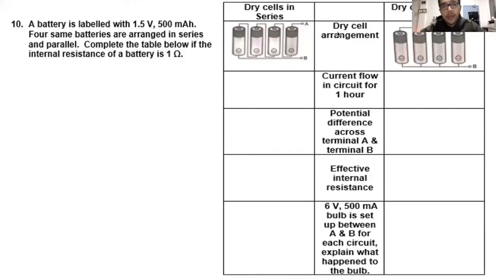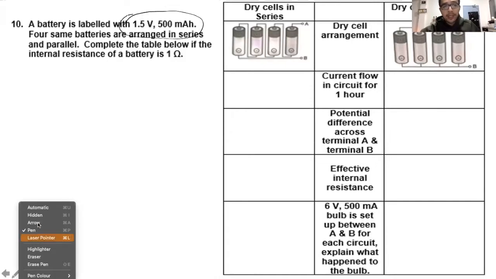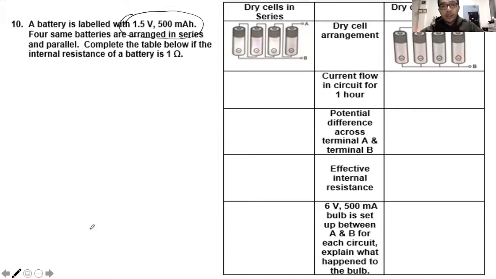Hi everyone. I want to first explain what this means, 1.5 volts and 500 mAh. Basically, it means that the battery provided has a potential difference of 1.5 volts, and it is able to produce a current of 500 milliamps for every hour. That means in 1 hour, the 1.5 volts can produce a current of 500 milliamps per hour.